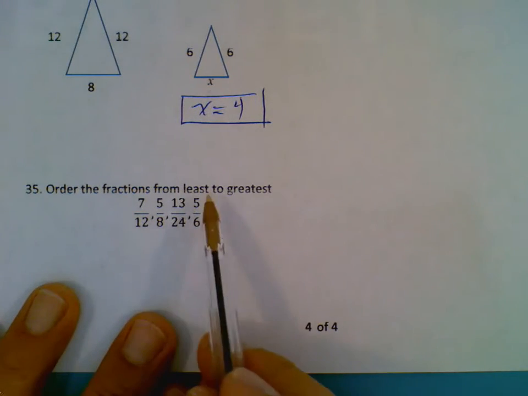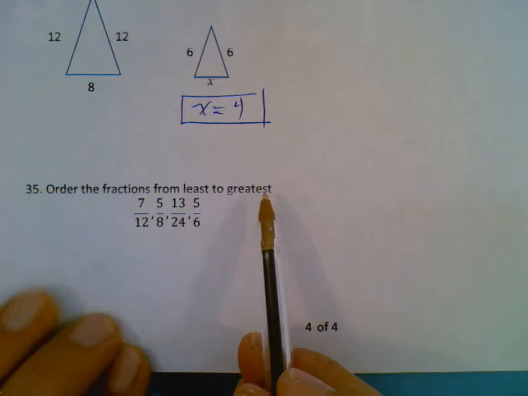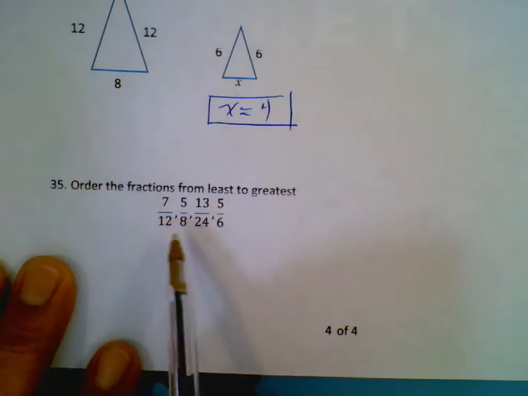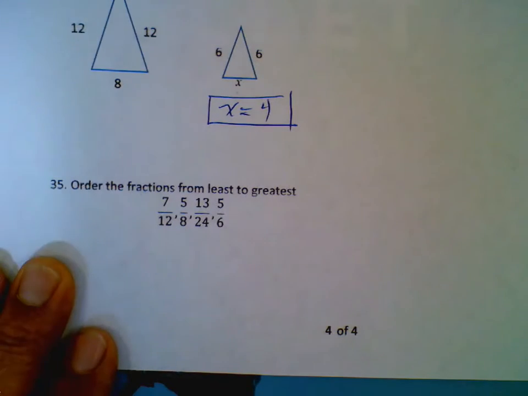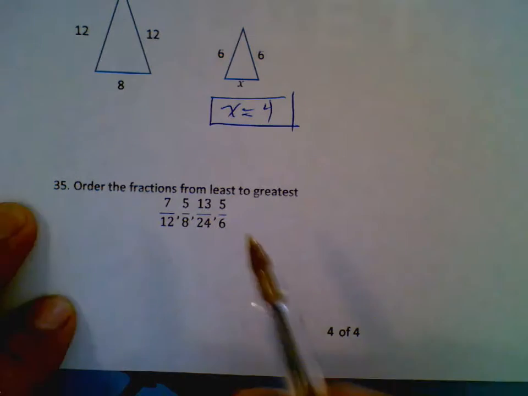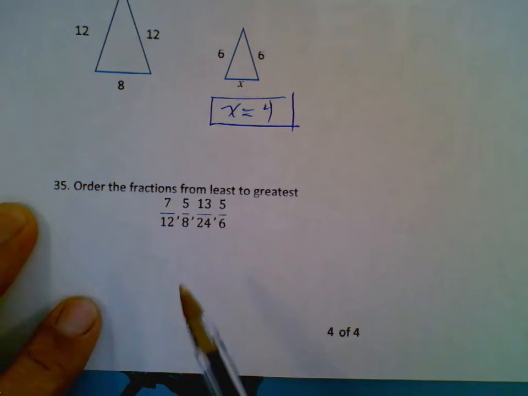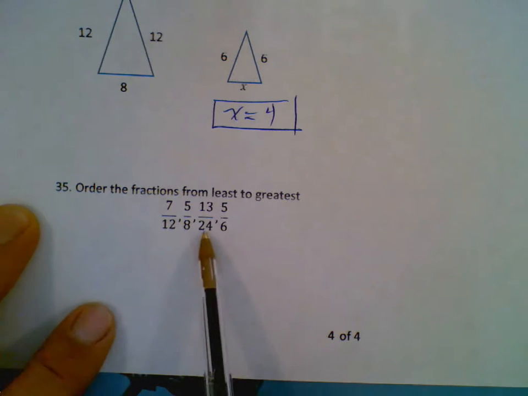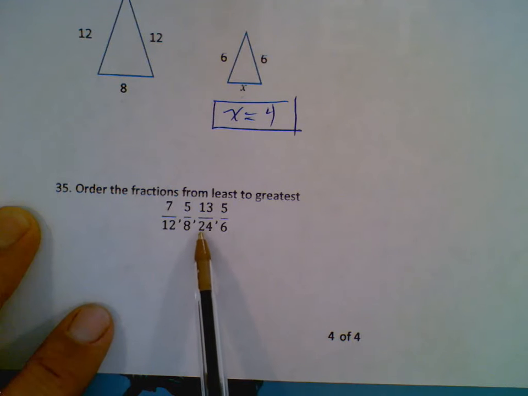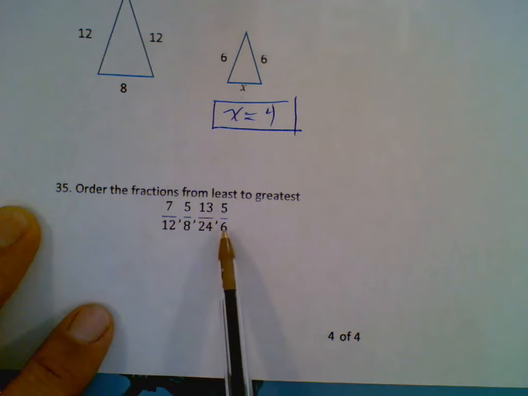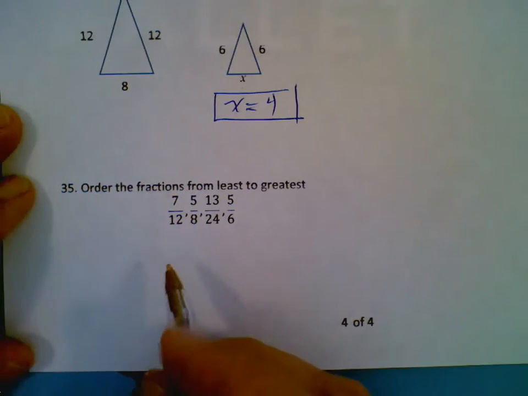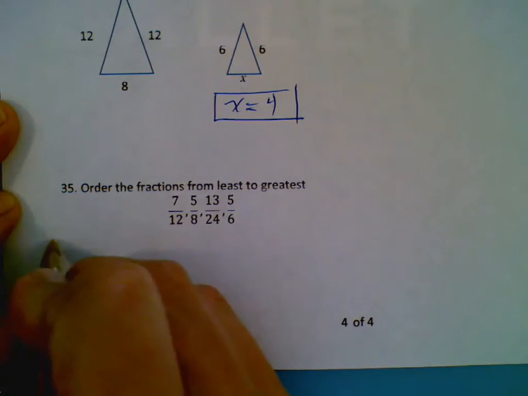Order the fractions from least to greatest. Now the challenge with the way it is right now is all these fractions have different denominators, so it's hard to compare them directly. So what we need to do is change them so they all have the same denominator. Is there a number that has 12, 8, 24, and 6 as a factor? Yes, and the answer is 24. Because I can multiply 6 by 4 and get 24. I can multiply 8 by 3, 12 by 2.